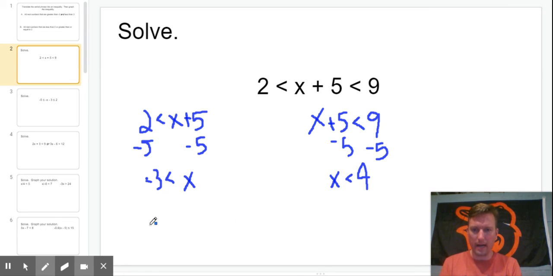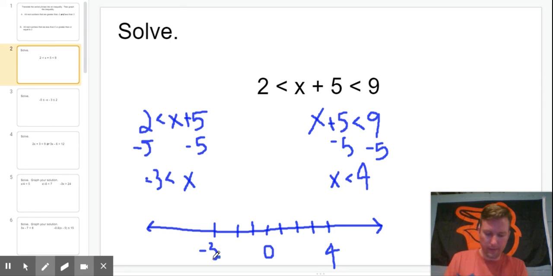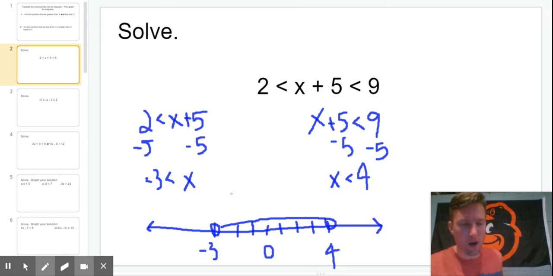So I can graph this on my number line, okay? It's a much better number line than before. And so what I would do is have my 0, and I would have 1, 2, 3, 4. Here's my 4. And I would have negative 1, negative 2, negative 3. Here's my negative 3. And because they are both open, because there's no equal to, this would be open, and this would be open, and I would connect them. Congratulations, we just solved compound inequalities.